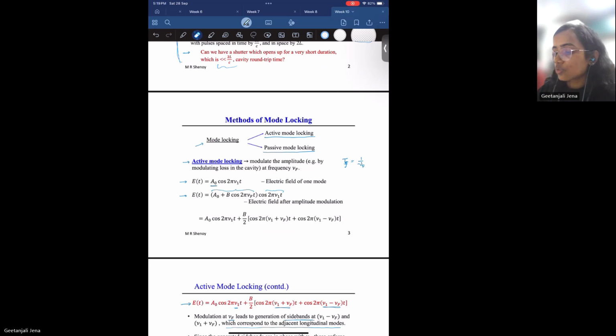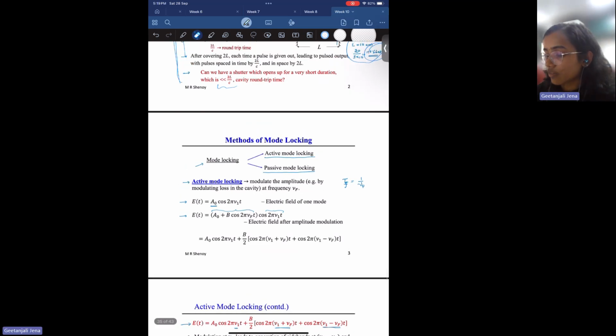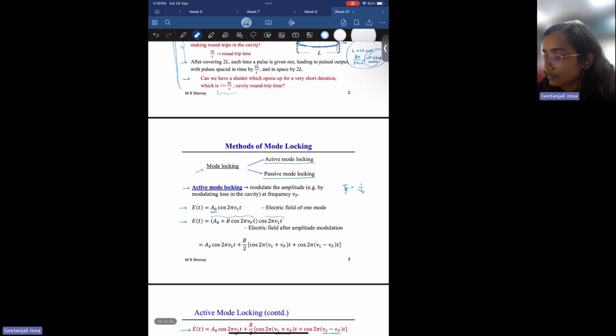One is active mode locking and one is passive mode locking. These are two methods. In active mode locking, we modulate the amplitude of the mode, that is, by modulating the loss in the cavity. Depending on the amplitude modulation, we'll see that the oscillating modes are in phase, that is, the phase is constant.